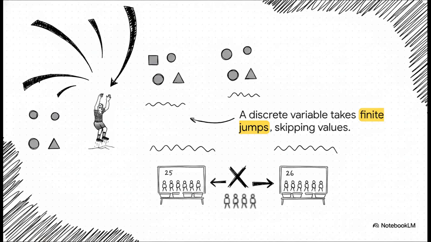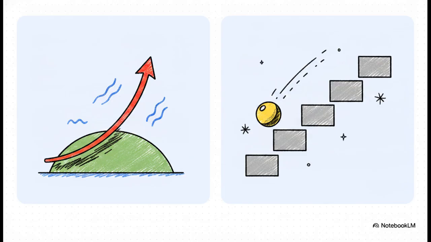Think about the number of students in a classroom. You can have 25 students, or you can have 26 students, but you can never ever have 25 and a half students. The variable jumps directly from 25 to 26, completely skipping all the fractional values in between. When we compare them directly, it's super clear. Continuous variables slide along a scale smoothly, capturing every micromeasurement, while discrete variables leap from step to step.